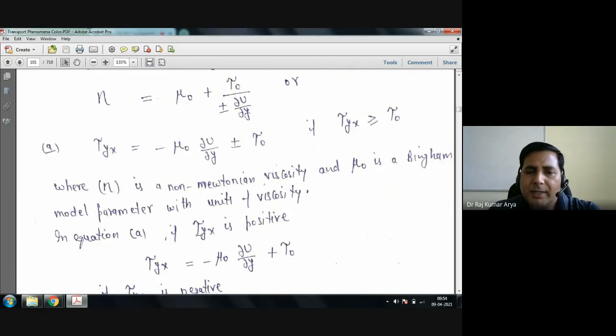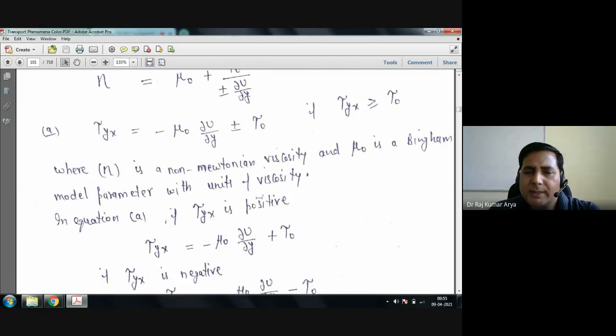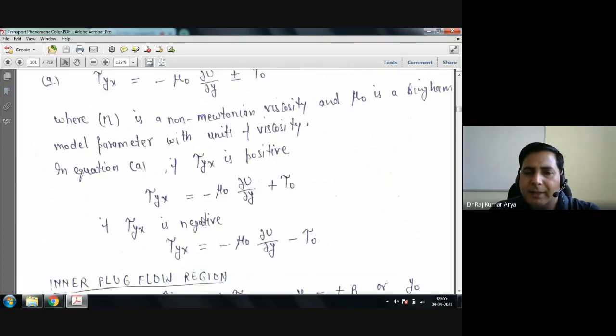Now, you can write here, when tau_yx is positive, the relationship would become something like this: tau naught minus del u upon del y. If tau_yx is negative, the relationship would become something like that. So you should say one time it is plus, one time it is minus. So when it's minus, we come from that.